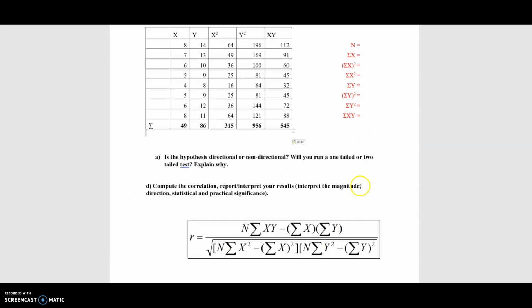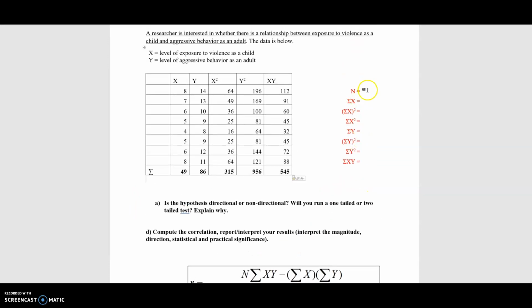So to find all the parts of our formula, we'll go ahead and type them in here. The first thing it's asking is how many people are in this study. And in this study, we had 8 people. We can see that by the number of rows. 1, 2, 3, 4, 5, 6, 7, and 8. So we have 8 people in our study. Then we need to find the sum of x. That's already included in the table. It's 49. It's right here.